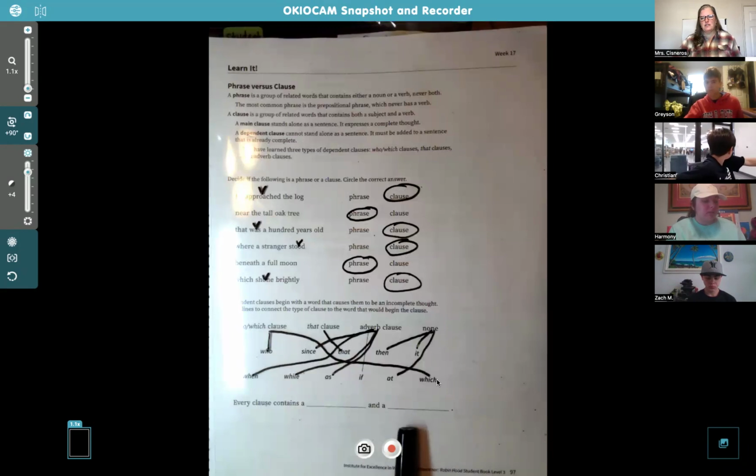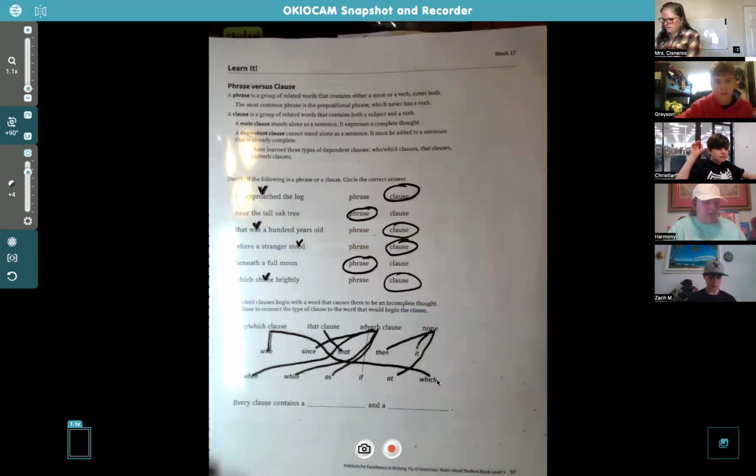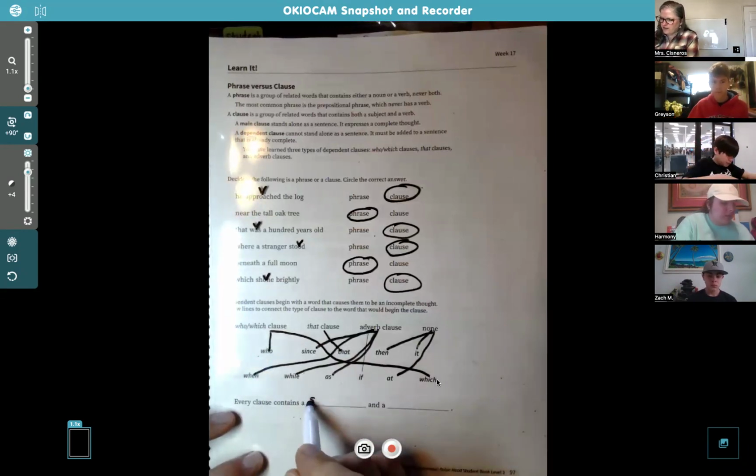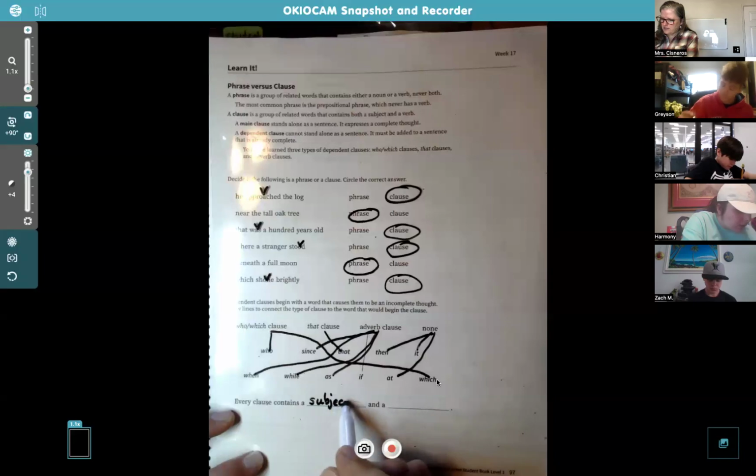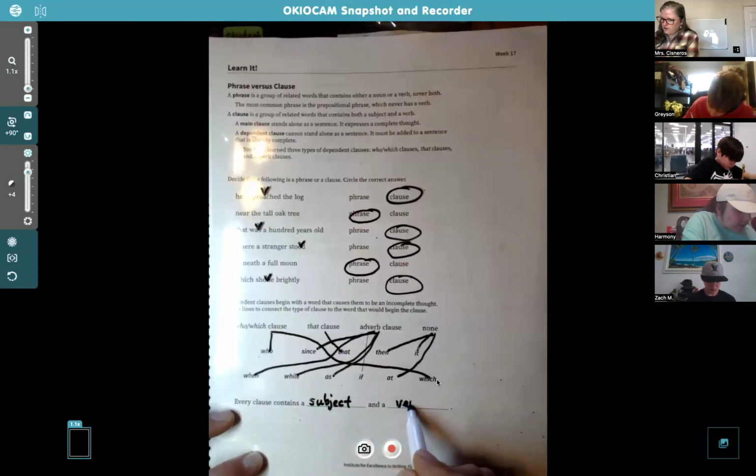The very bottom sentence here at the end says, every clause contains a blank and a blank. Who can tell me what two things that a clause contains? Grayson? Subject and a verb. Very good. Yes. Subject and a verb.